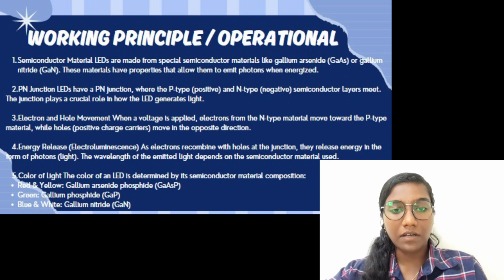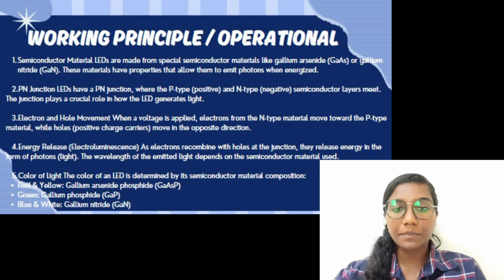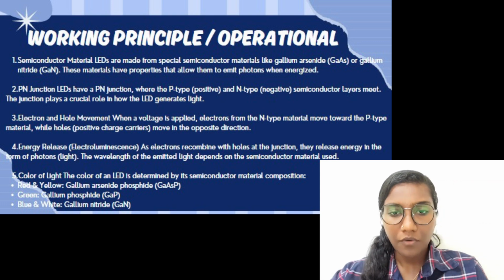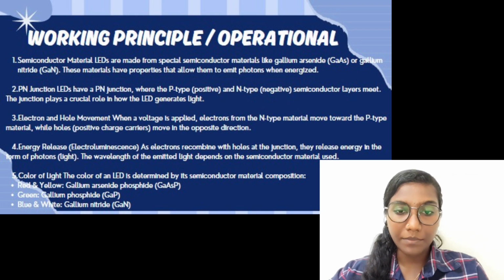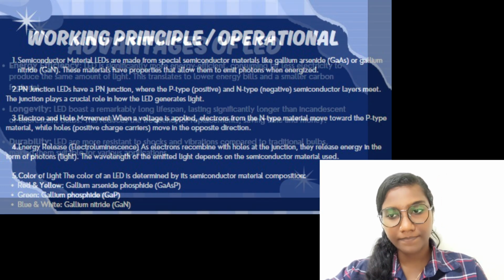And the final is the color of light. The LED's color is determined by its semiconductor material composition. For example, red and yellow is gallium arsenide phosphide, which is called GaAsP. And then green is gallium phosphide, which is GaP. And then blue and white is gallium nitride, which is called GaN.